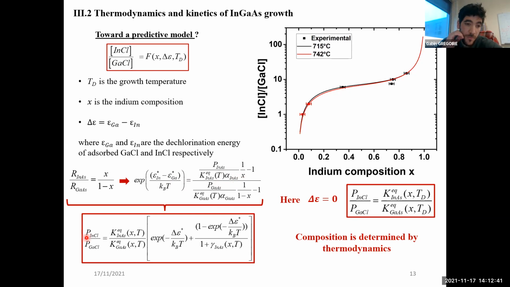Finally, we can have a relation that links the partial pressures, so indium chloride partial pressure and gallium chloride partial pressure, to the equilibrium constant, the solid composition, and the deformation energy. And what we can see is that in our case, we obtain the best fit of the experimental points when fixing the delta epsilon equal to 0, meaning that our composition is simply determined by the thermodynamics through the equilibrium constant in the ternary.